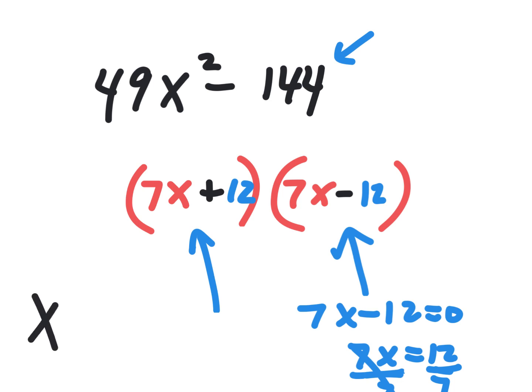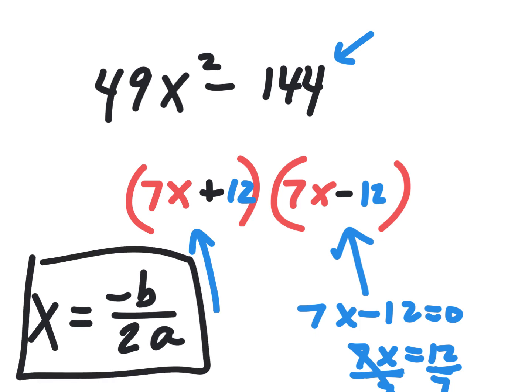Axis of symmetry formula, x equals negative b, what? No. That's the whole quadratic formula. Over 2a. All right, negative b over 2a. So, what's b? 0. B is 0. Very good.